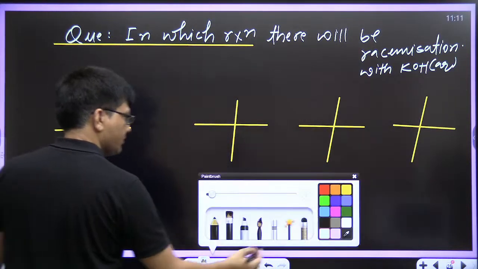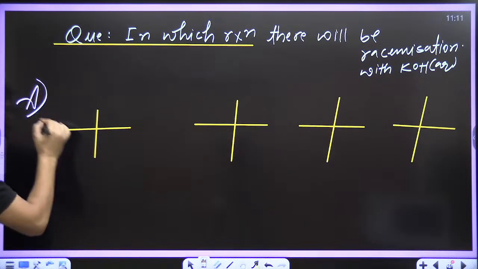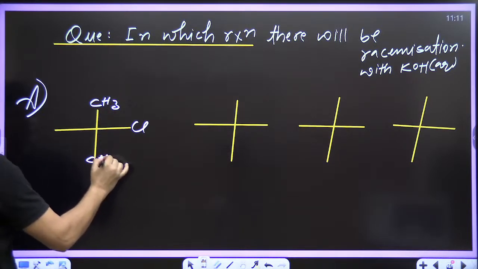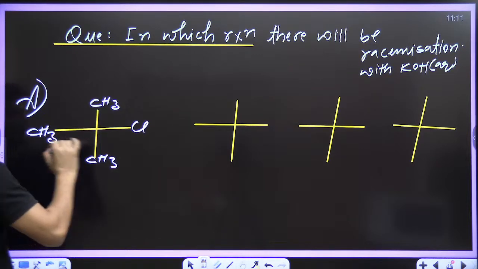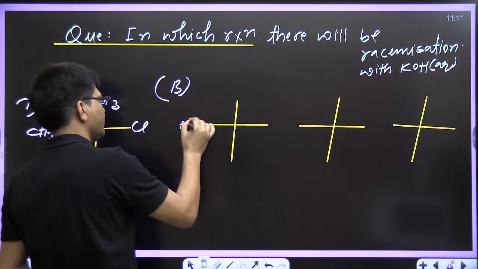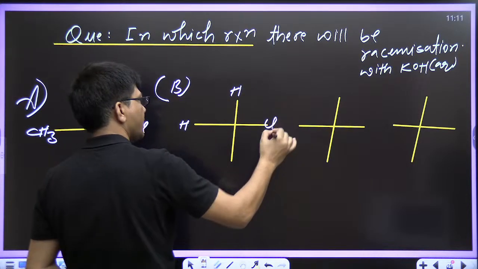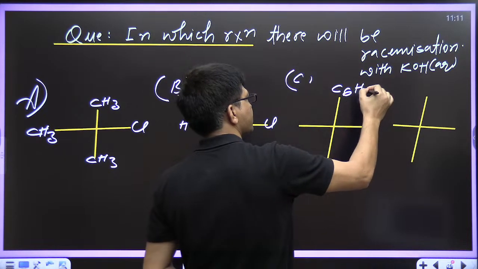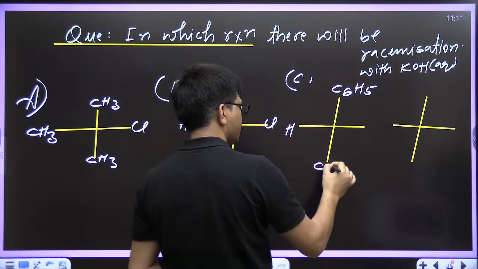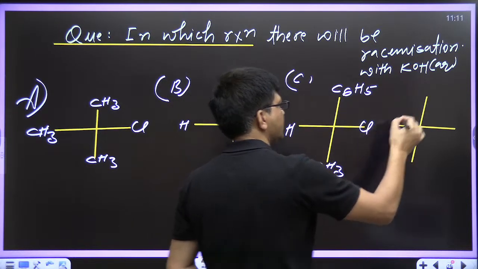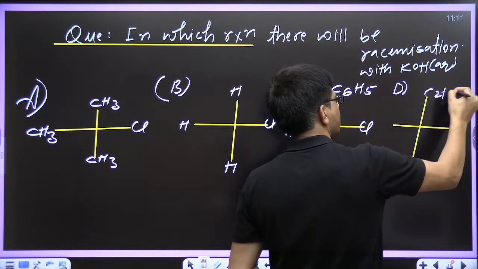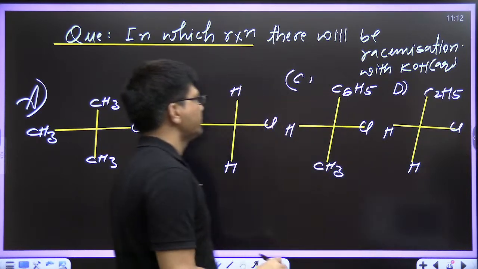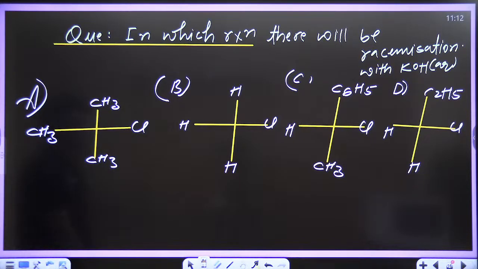Now, A is this: chloride, methyl, methyl, methyl. B is like this: hydrogen, hydrogen, chloride, hydrogen. C is like this: C6H5, hydrogen, methyl, and Cl. D is like this: ethyl, hydrogen, and Cl. Kids, what's your answer? I'm waiting for your answer, kids. Do let me know.